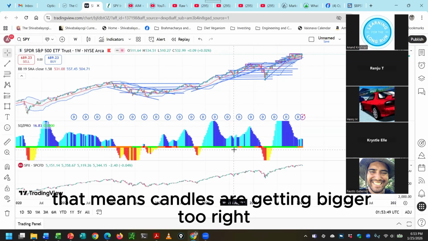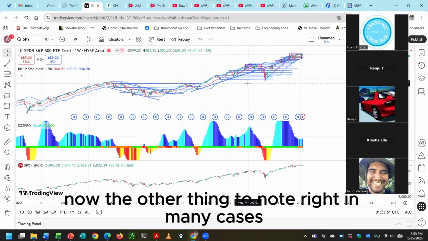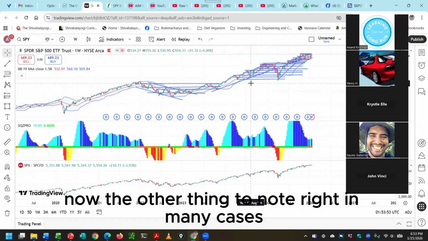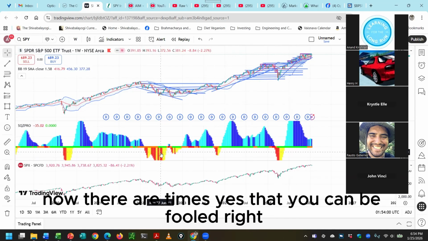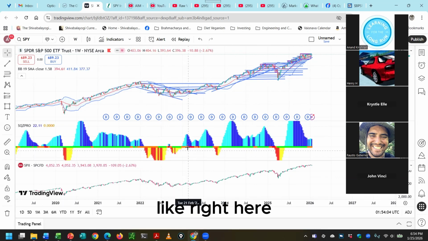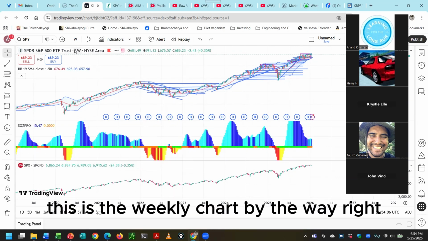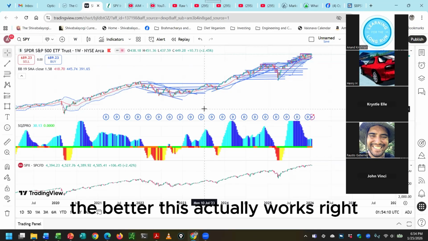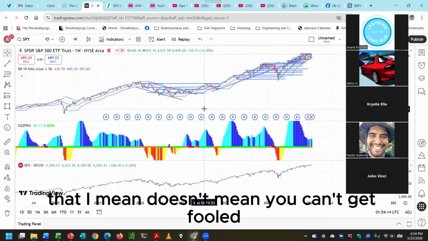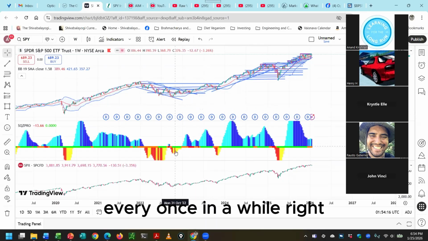Now, the other thing to note, in many cases, the change from red to yellow usually is a good buy time. Now, there are times that you can be fooled, like right here. This is the weekly chart, by the way. The higher the time frame on the chart, the better this works. I mean, doesn't mean you can't get fooled every once in a while.